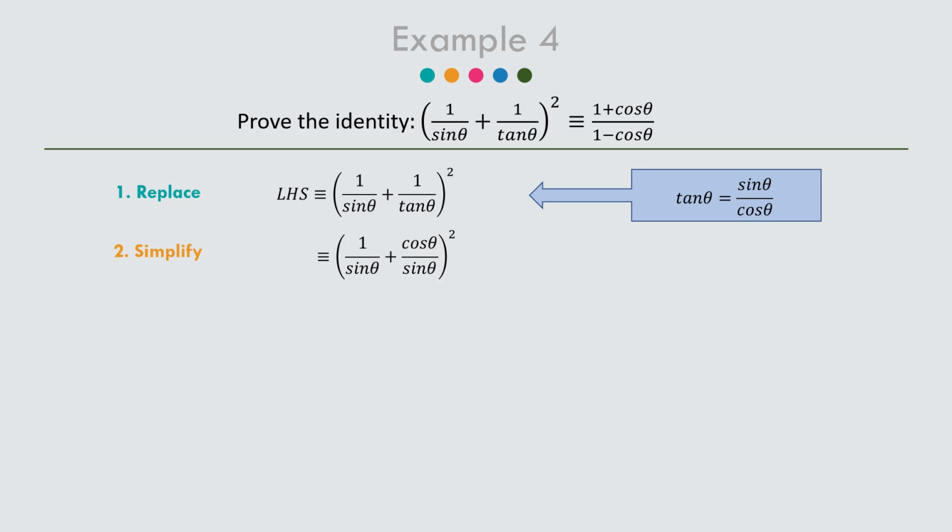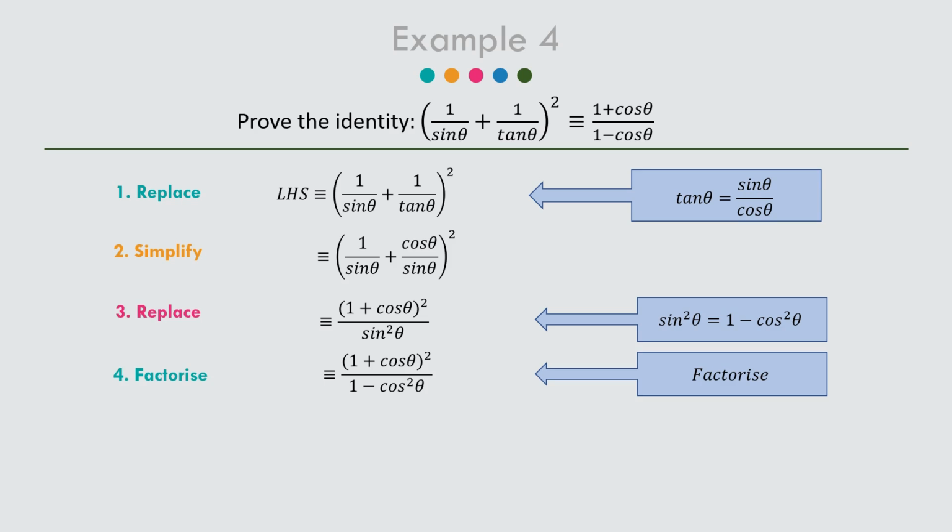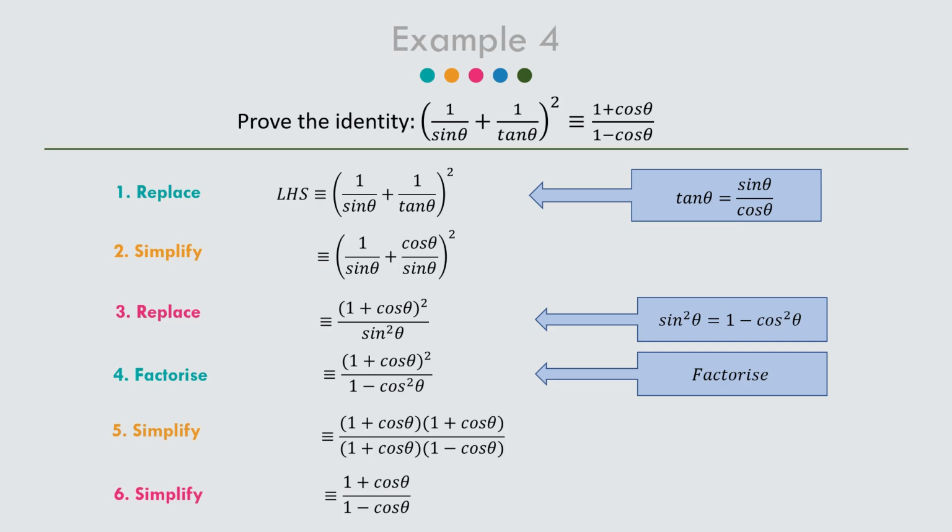Now that everything is over sine theta, we can combine it. This gives us 1 plus cos theta all squared divided by sine squared theta. Again, we know that sine squared theta is the same as 1 minus cos squared theta, and remember, we need to have cos in our final answer. Once we've replaced the sine squared theta with 1 minus cos squared theta, we can factorize. When we factorize, you will notice that it is very easy now just to simplify. And the simplification gives us our final answer.